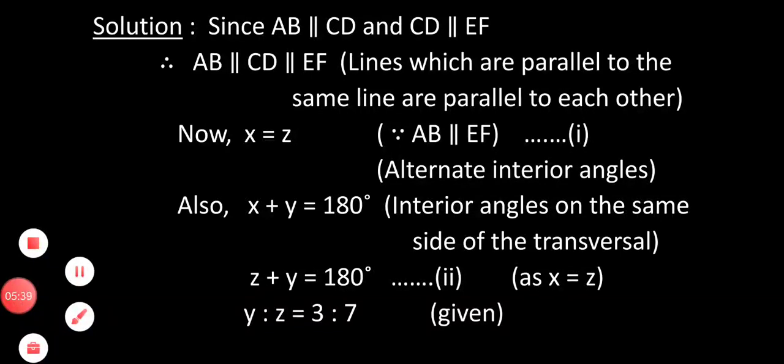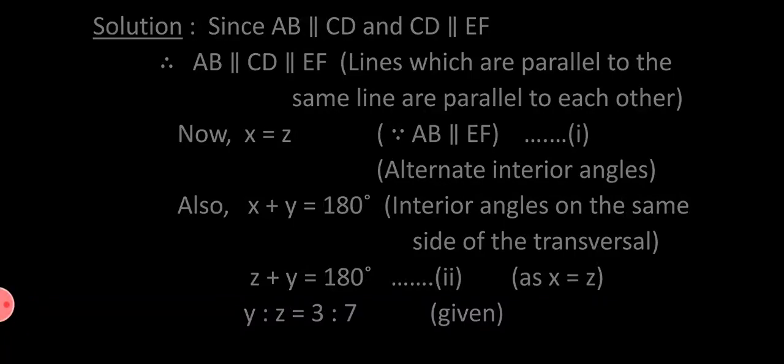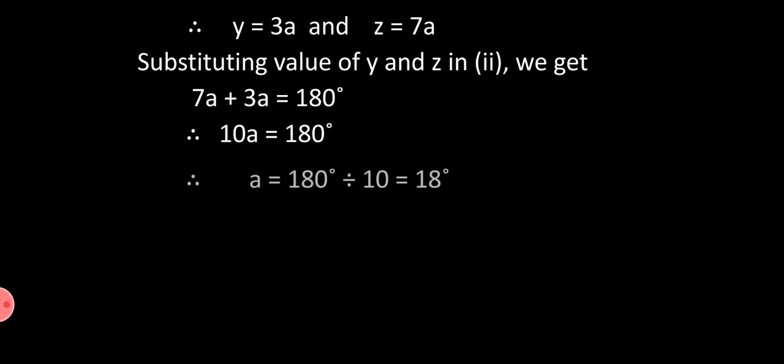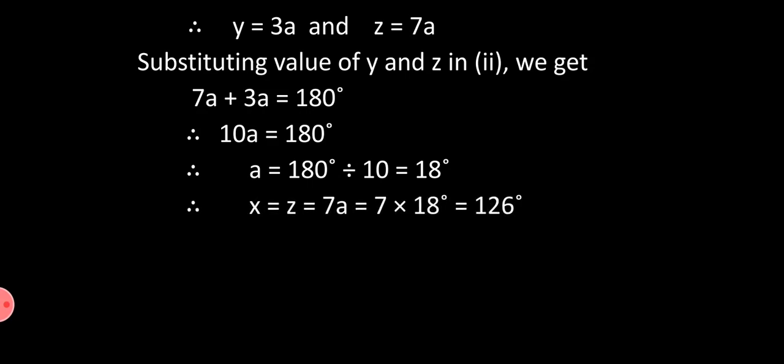Now further it is also given that the ratio of y is to z equal to 3 is to 7. That is, value of y will be equal to 3a and value of z will be equal to 7a. Substituting the value of y and z in equation 2, we get 7a plus 3a equal to 180 degree. Therefore 10a equal to 180 degree. Therefore a equal to 180 degree divided by 10, that is equal to 18 degree.